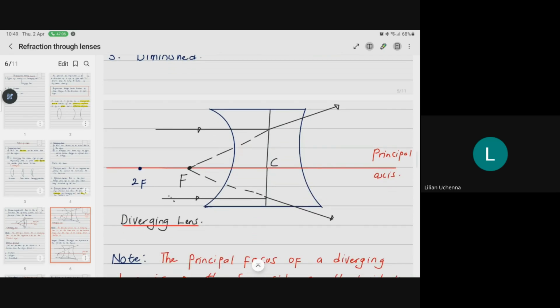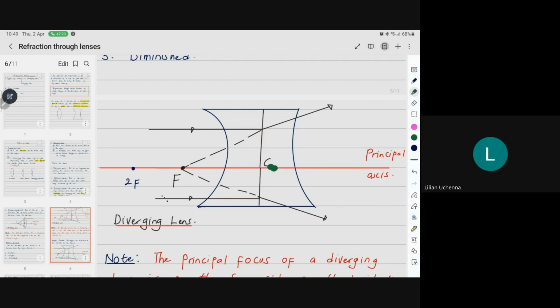Now, for your diverging lens, you could see how the diverging lens looks, right? It has a plane surface and then a spherical surface as well, right? Bounded by a plane surface and what? A spherical surface. Now, if you observe, as always, this is the optical center. This is the principal axis. But now observe what happens in the incident ray. The incident ray is coming from the left-hand side. The principal focus also is on the same side as the incident ray.